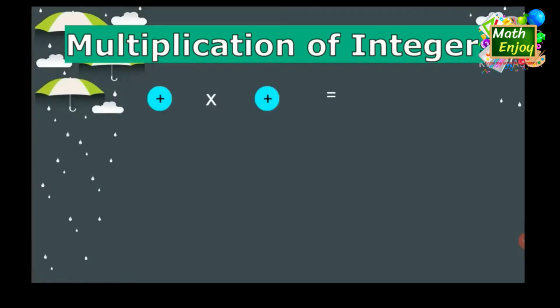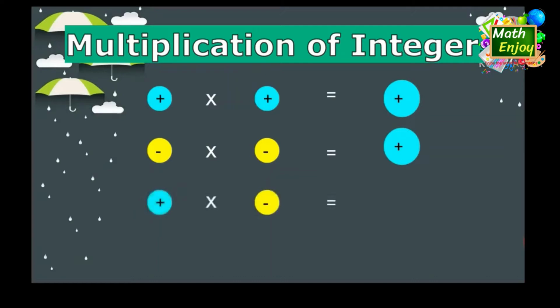If you multiply a positive number by another positive number, your answer is positive. If you multiply a negative number by another negative number, your answer is positive. If you multiply a positive number by a negative number, then you will get a negative answer. If you multiply a negative number by a positive number, then also you will get a negative answer.